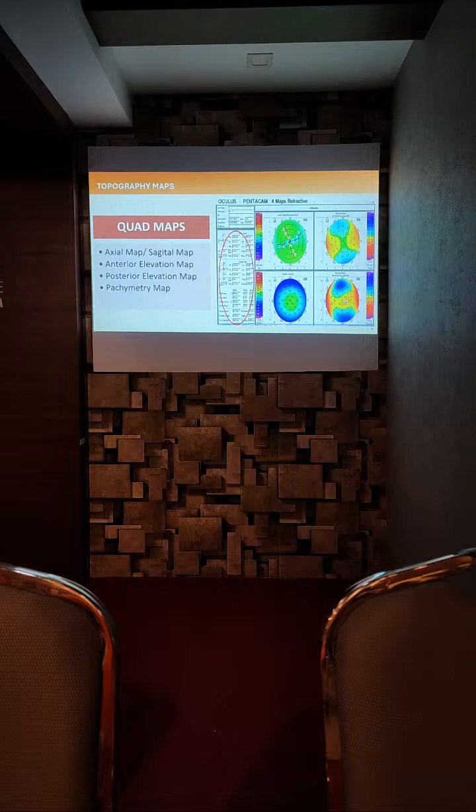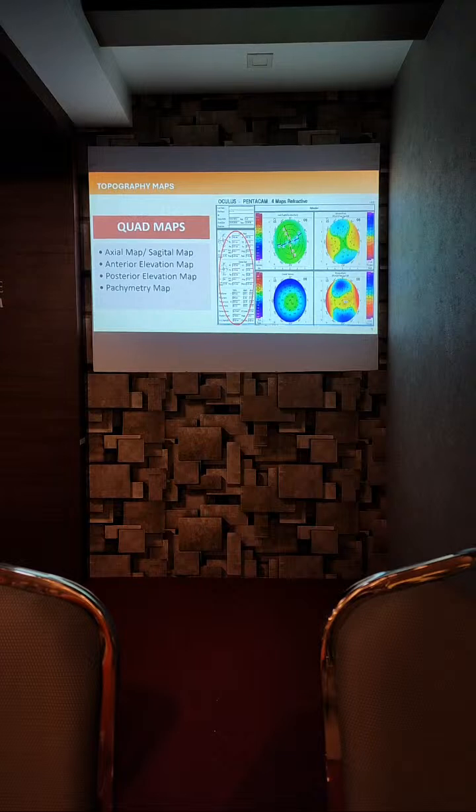Summarizing, we have to see K1, K2, Kmax, and the quality specification. In that portion we can also see the last box, which gives the AC depth. This AC depth value comes into importance while planning a phakic IOL. AC depth should be at least 3 for planning a phakic IOL.